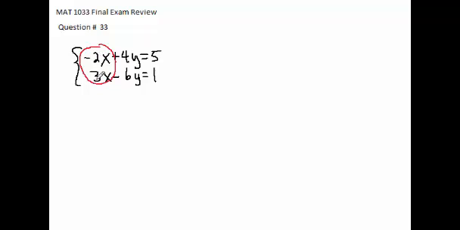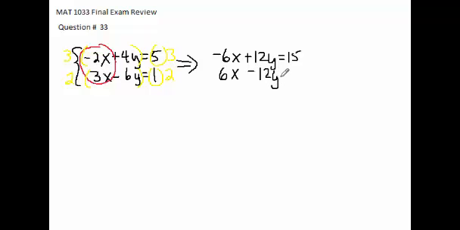The least common multiple of 2 and 3 is 6. So I multiply the top equation by 3, and then the second equation, let's see, I need a 2. Then don't forget the other side. I will end up with an equivalent system of negative 6x plus 12y equals 15, and the second equation, 6x minus 12y equals 2. That's multiplying the first equation by 3 and the second equation by 2.